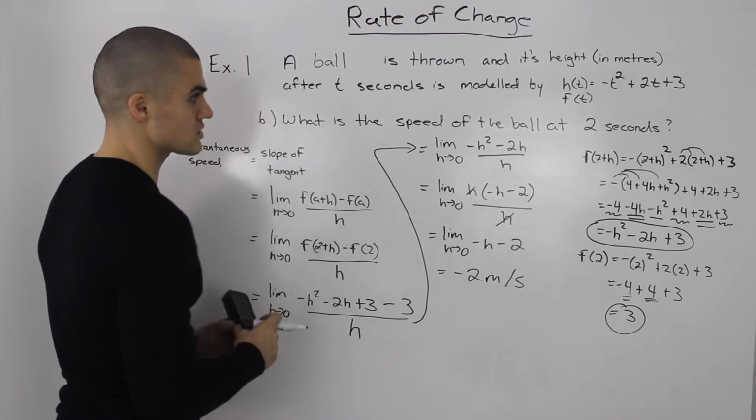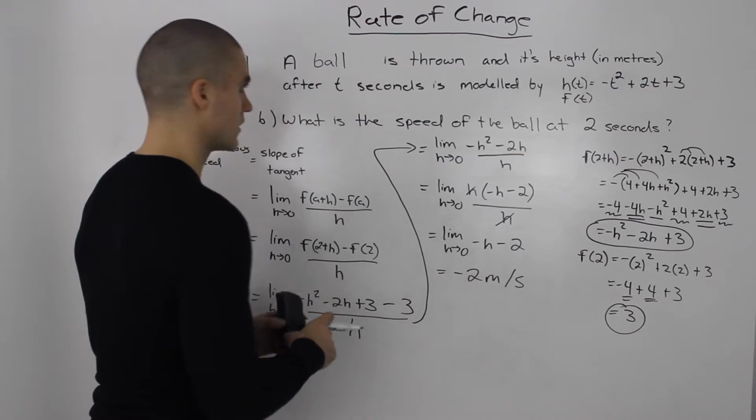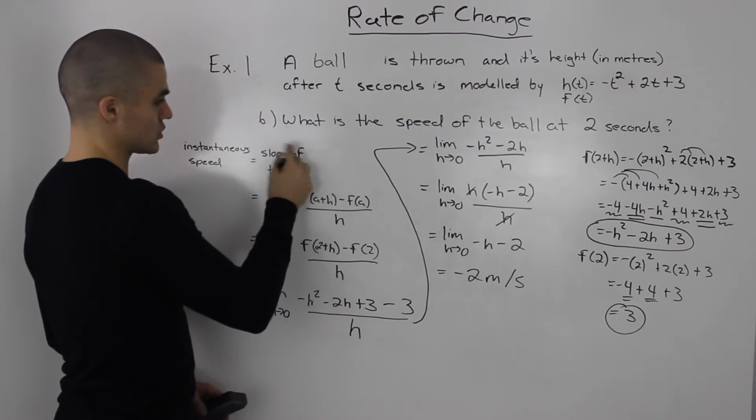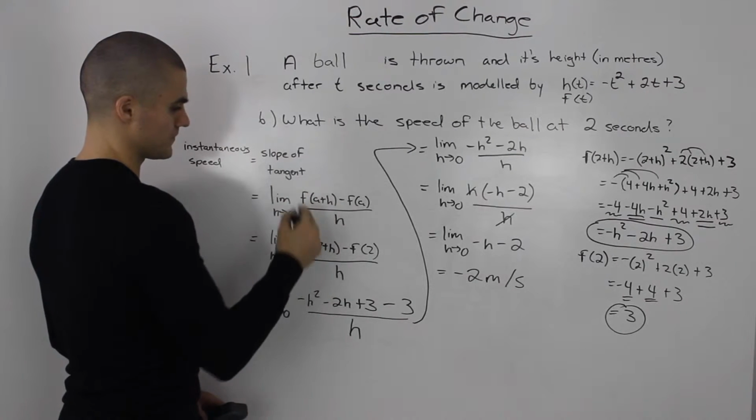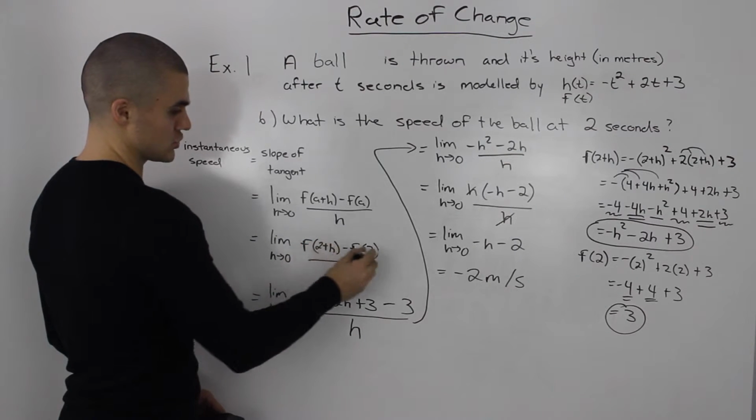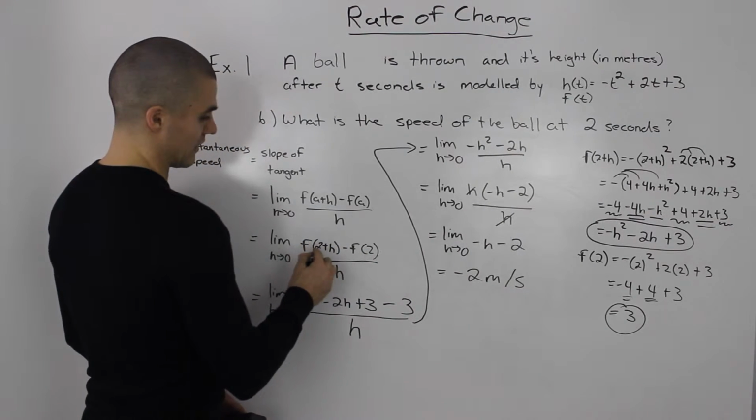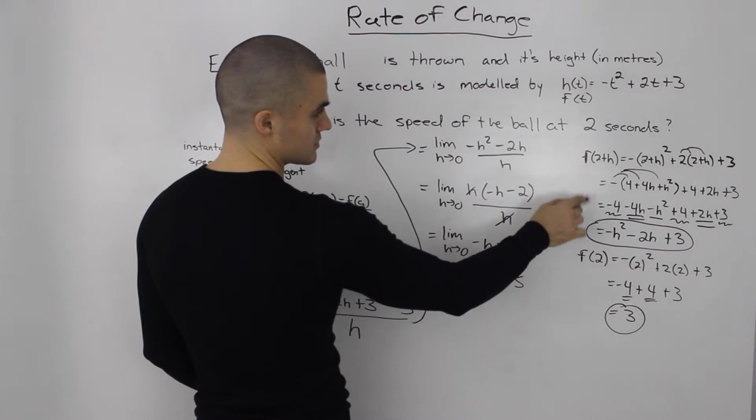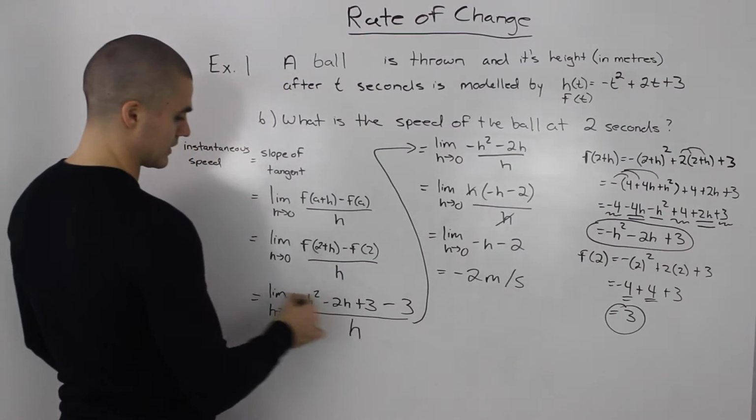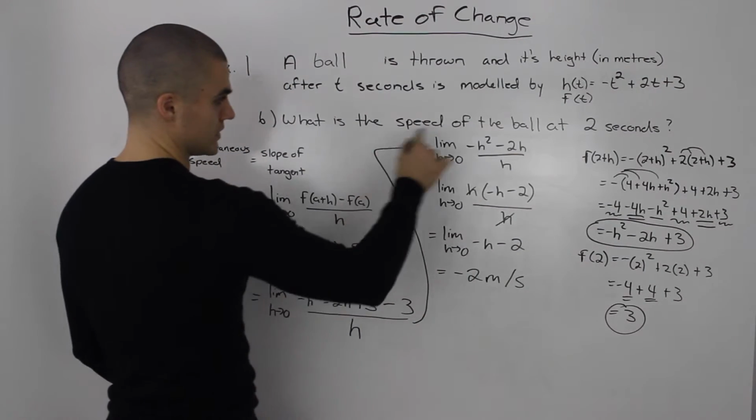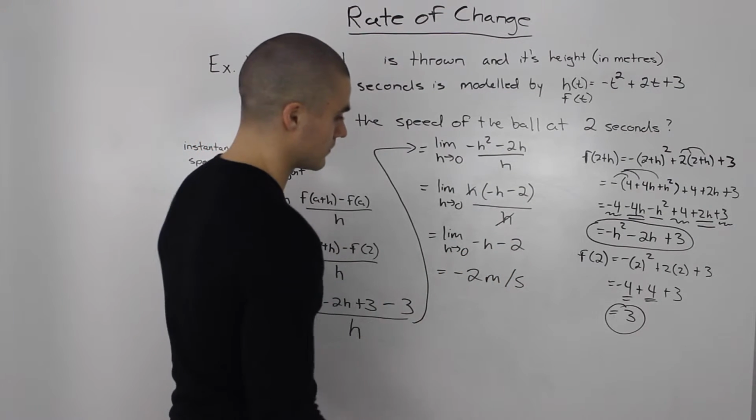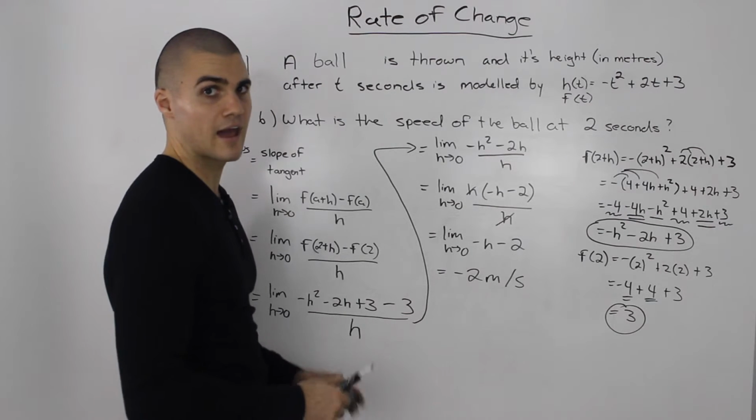So there was a lot going on here, so let's do a quick overview. They asked for the speed of the ball at 2 seconds, the instantaneous speed, so we've got to find the slope of the tangent. We use the difference quotient. Since we're doing it at 2 seconds, the a value is 2. So we found f of 2 plus h and f of 2 on the side here. F of 2 plus h, we got this. F of 2, we got 3. Plugging those back in here, we did some algebra, factor out an h, the h's cancel out, and we end up getting left with negative 2 meters per second after we plug in 0 for h.